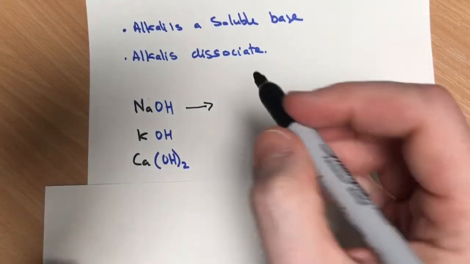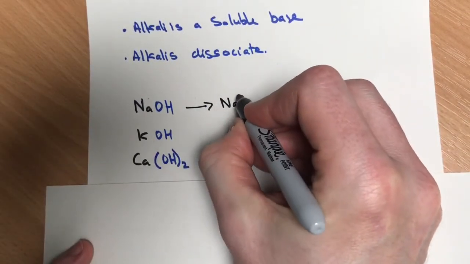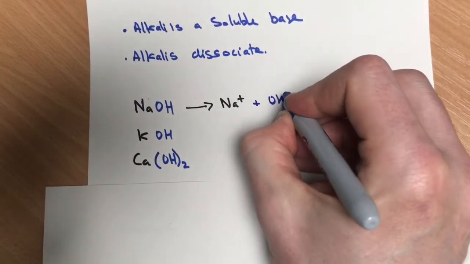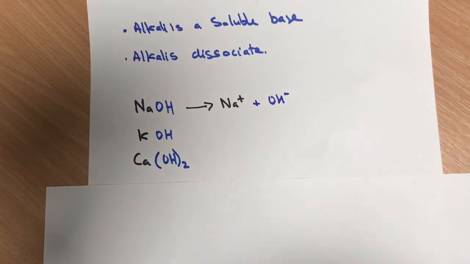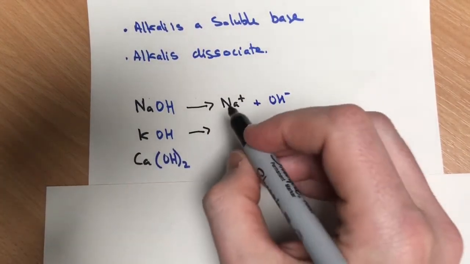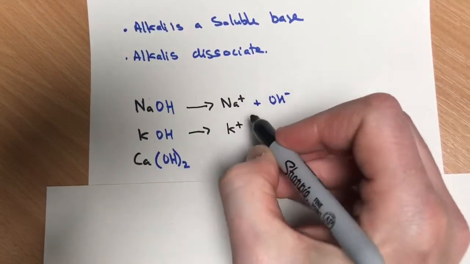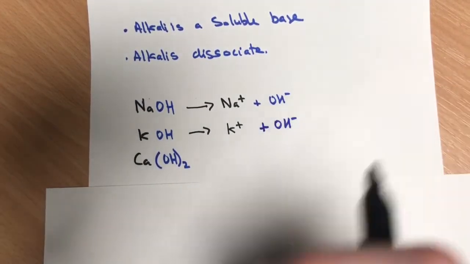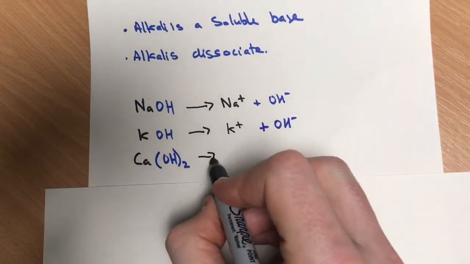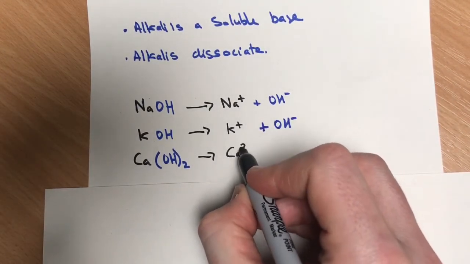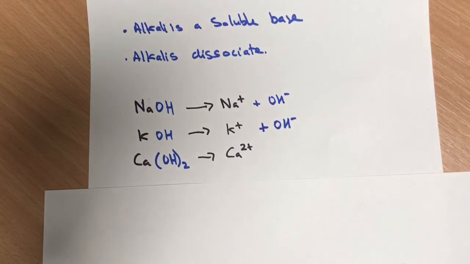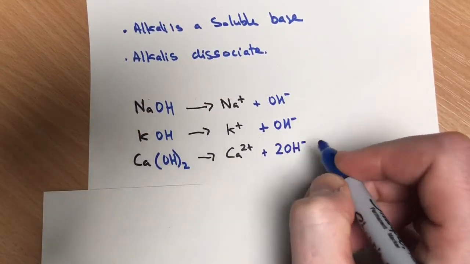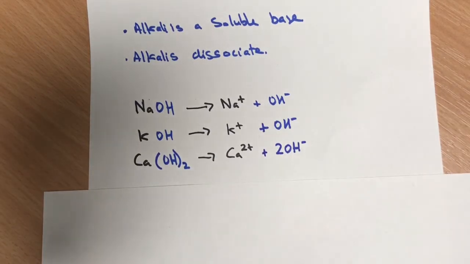So the first one is sodium hydroxide. That will separate into sodium ions, and then it will release hydroxide ions. Okay. Next one is potassium hydroxide. It'll separate into, or split into a K+ ion and a hydroxide ion. And then the final one here would separate into calcium ions. Notice in this formula it's OH2, so therefore I will get 2 lots of hydroxide ions as it dissociates.